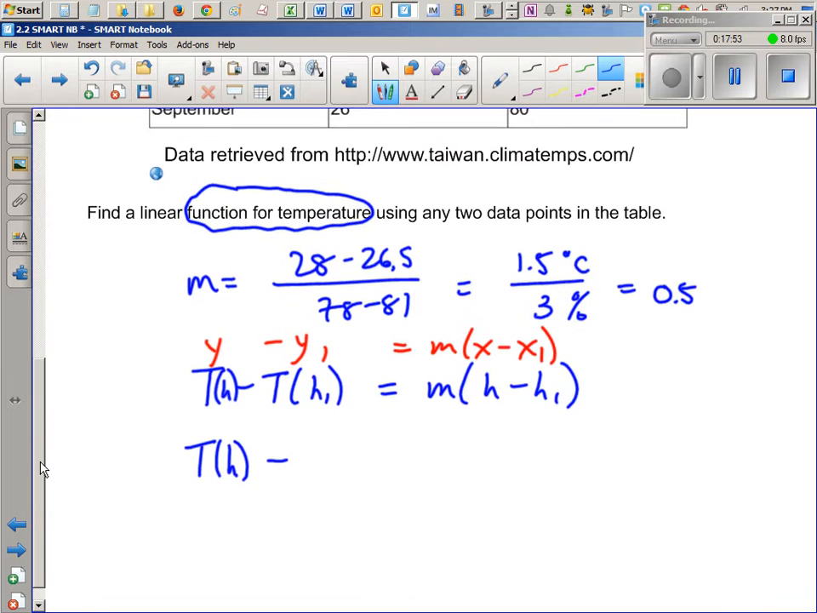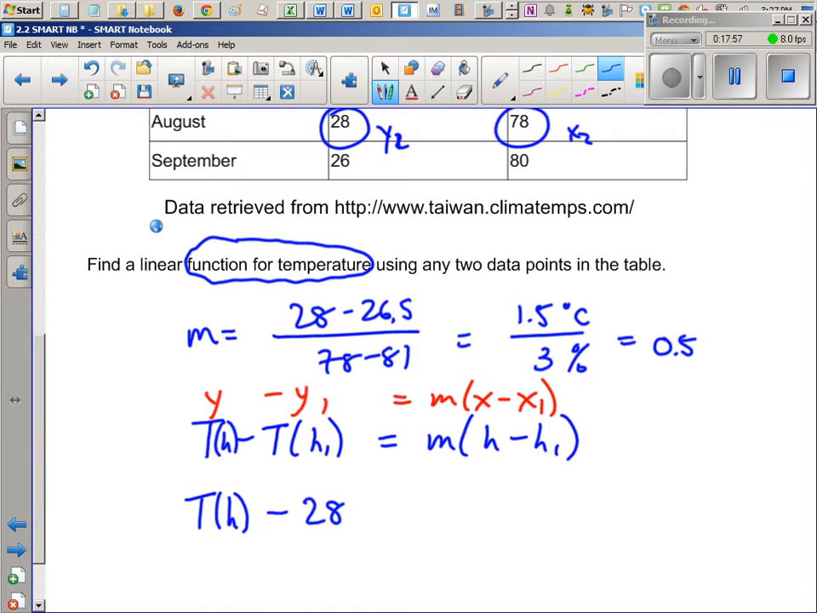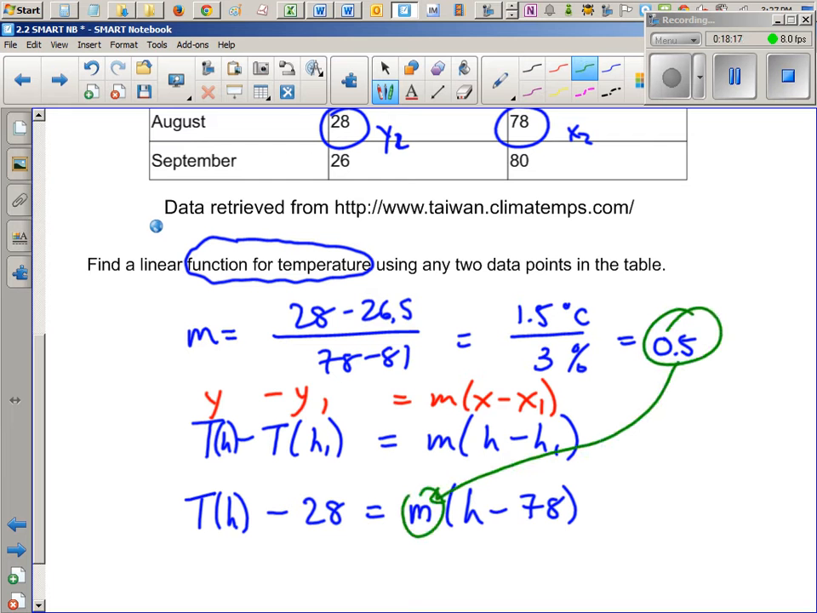So I'll put in the 28 here, equals m times humidity, so h, that's an h, believe it or not, h minus the 78% humidity. And then the m we found earlier, that's the 0.5, so we'll stick it in right here. Okay, so we basically get t of h minus 28 equals 0.5 times h minus 78.